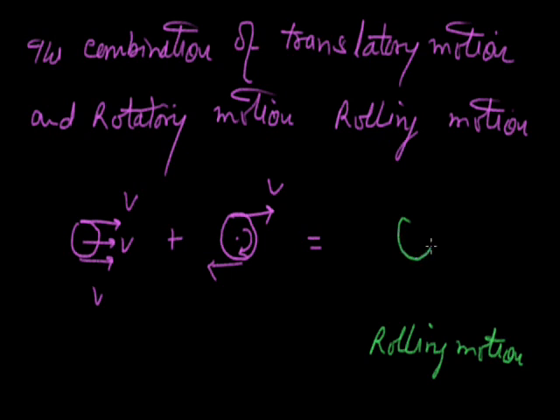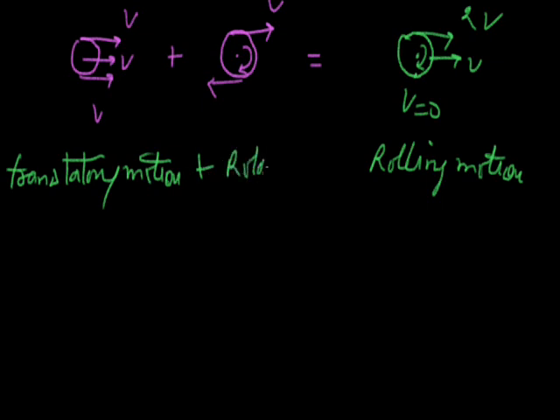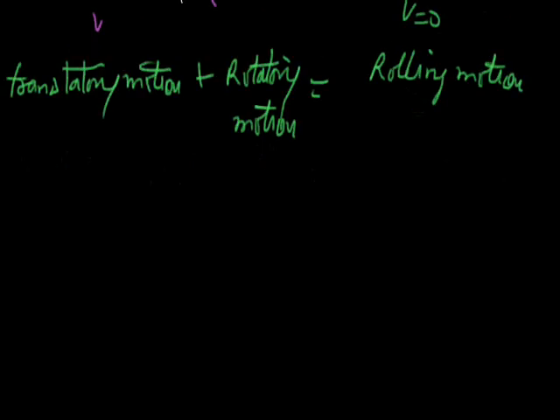It means the velocity of the uppermost point will be v plus v, that is 2v. The velocity of the lowest point will be 0, and it is rotating about this point. It is rolling motion. Translatory plus rotatory motion gives rolling motion.